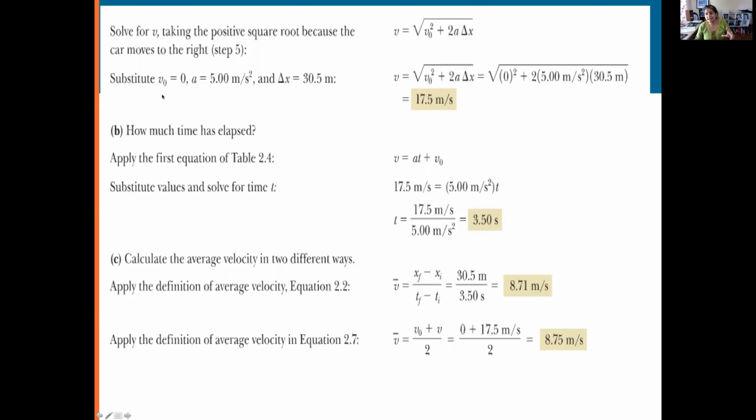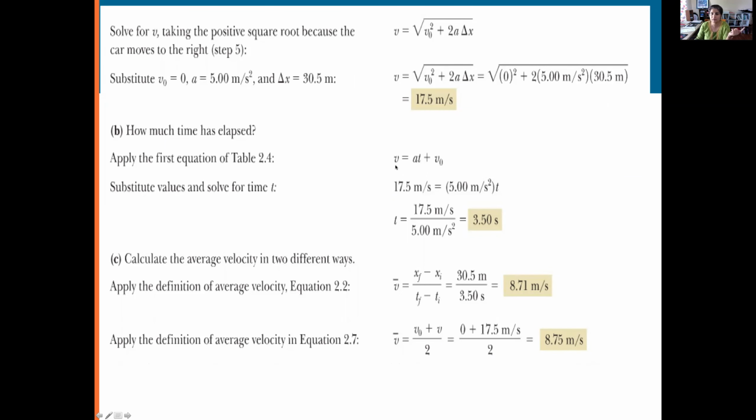So we saw in detail how to do the first part of this question. Now, what about the second part? In the second part, it asks you how much time has elapsed in moving from the initial position to this position 30.5 meters away. And you're going to find an equation that you can use which contains time because you want to solve for time. So you're going to look at your list of kinematic equations and choose one of them where you should have just one unknown, which is time.